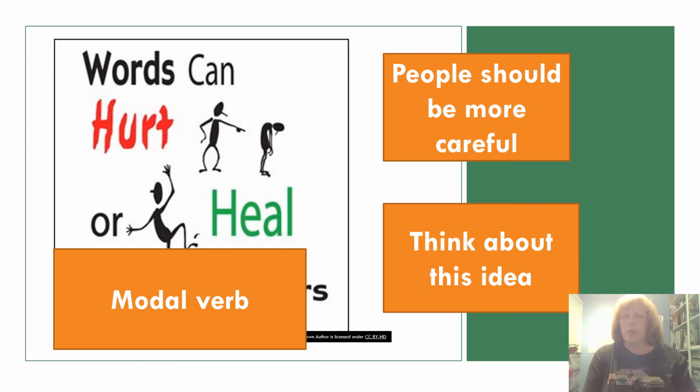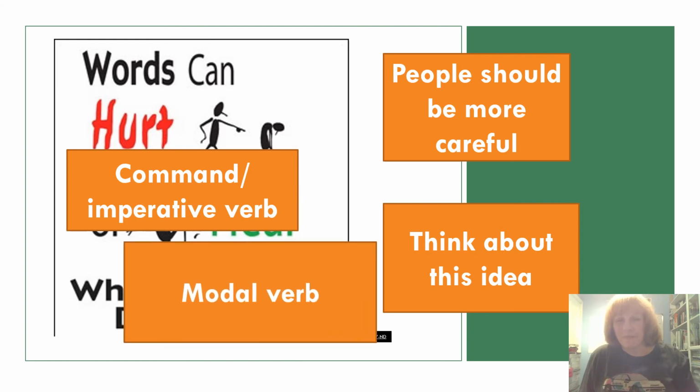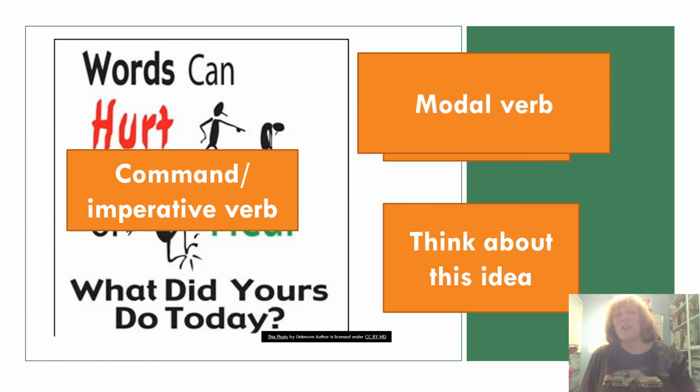In one of the statements, there's a modal verb. And in one of the statements, there's a command or imperative verb. And yes, these are language features too. So, did you notice the modal verb? Well done. It was the word should, what people should do. Do you know that means that although we would like people to always do this, it doesn't always happen. It's what we think should happen.